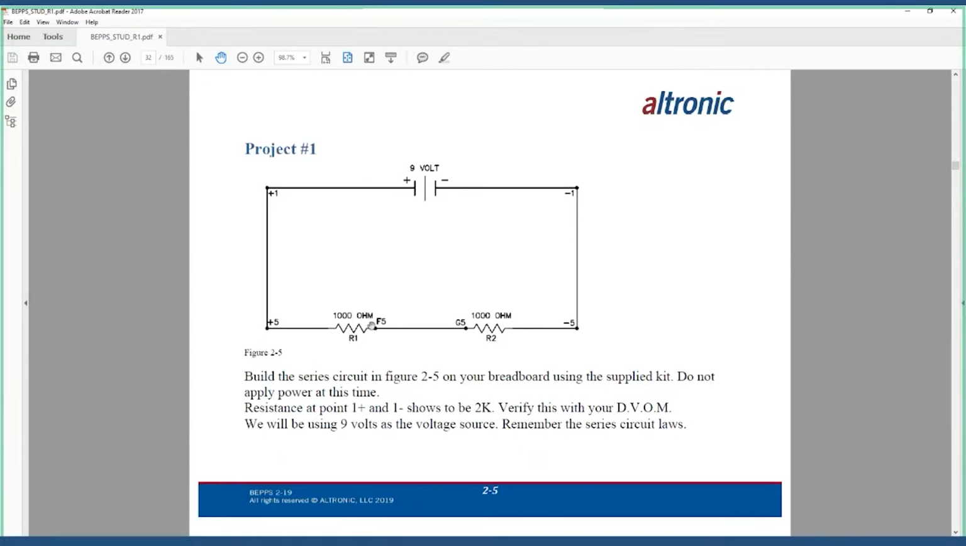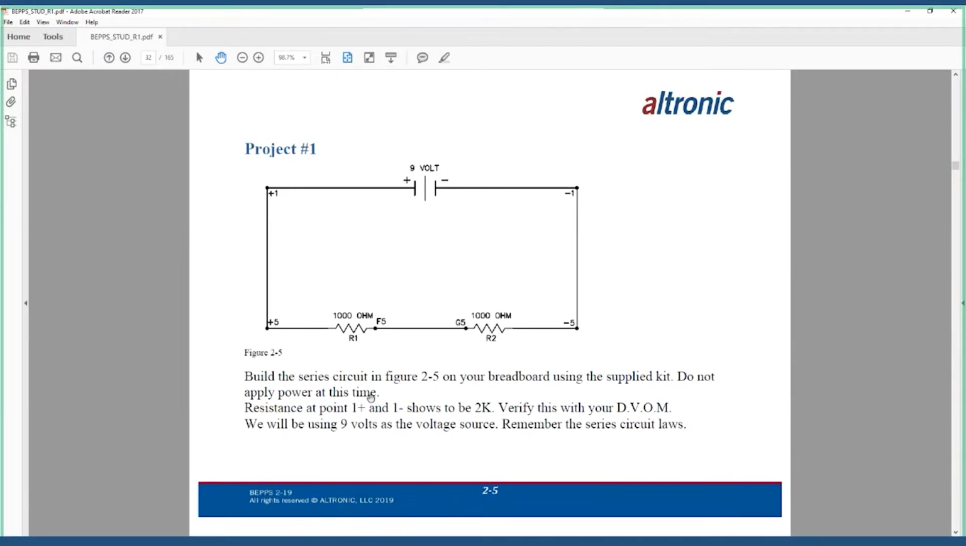And please disregard the notations here where it says R1. I mean, that could be resistor 1 or F5. Again, some of this information came from sources that I was able to copy and paste to build this. The second resistor that we're going to route our circuit path through is another 1,000 ohm resistor. So we're going to have two 1,000 ohm resistors in series to complete the circuit. So we instruct the students to build this on their breadboards.